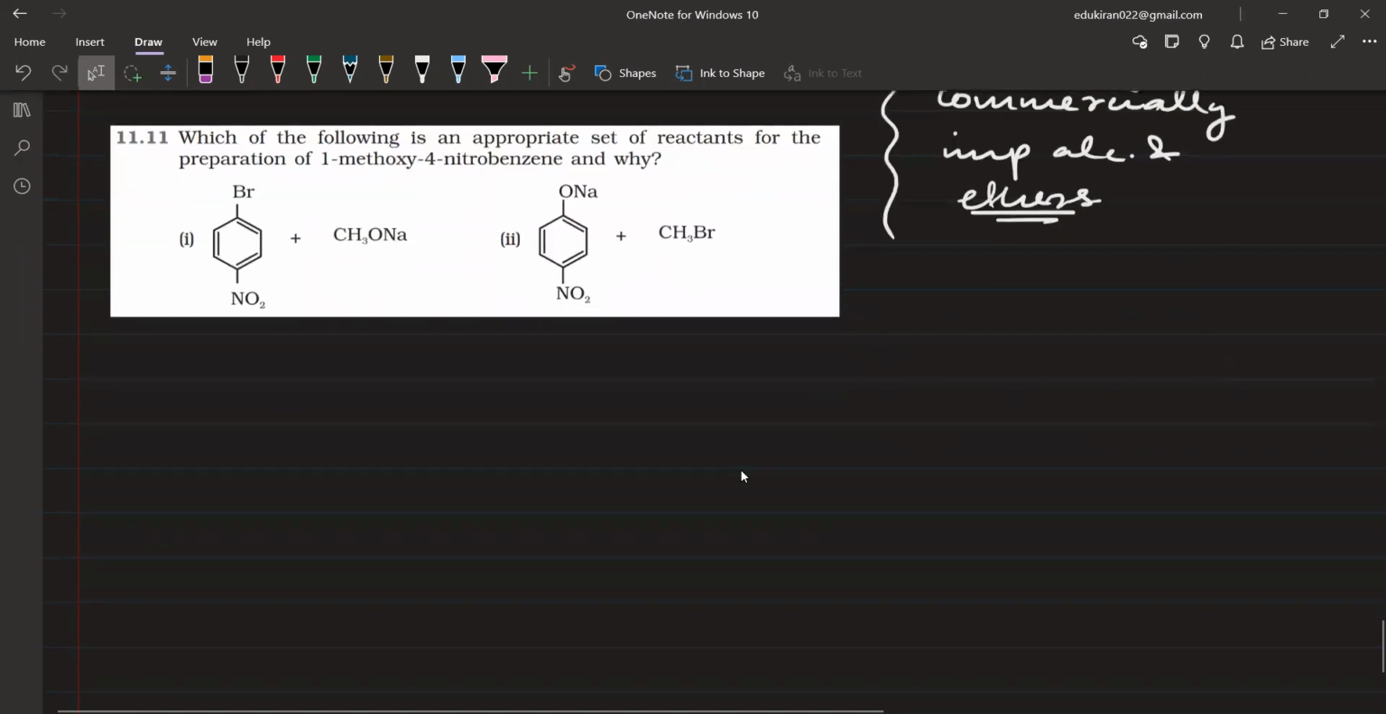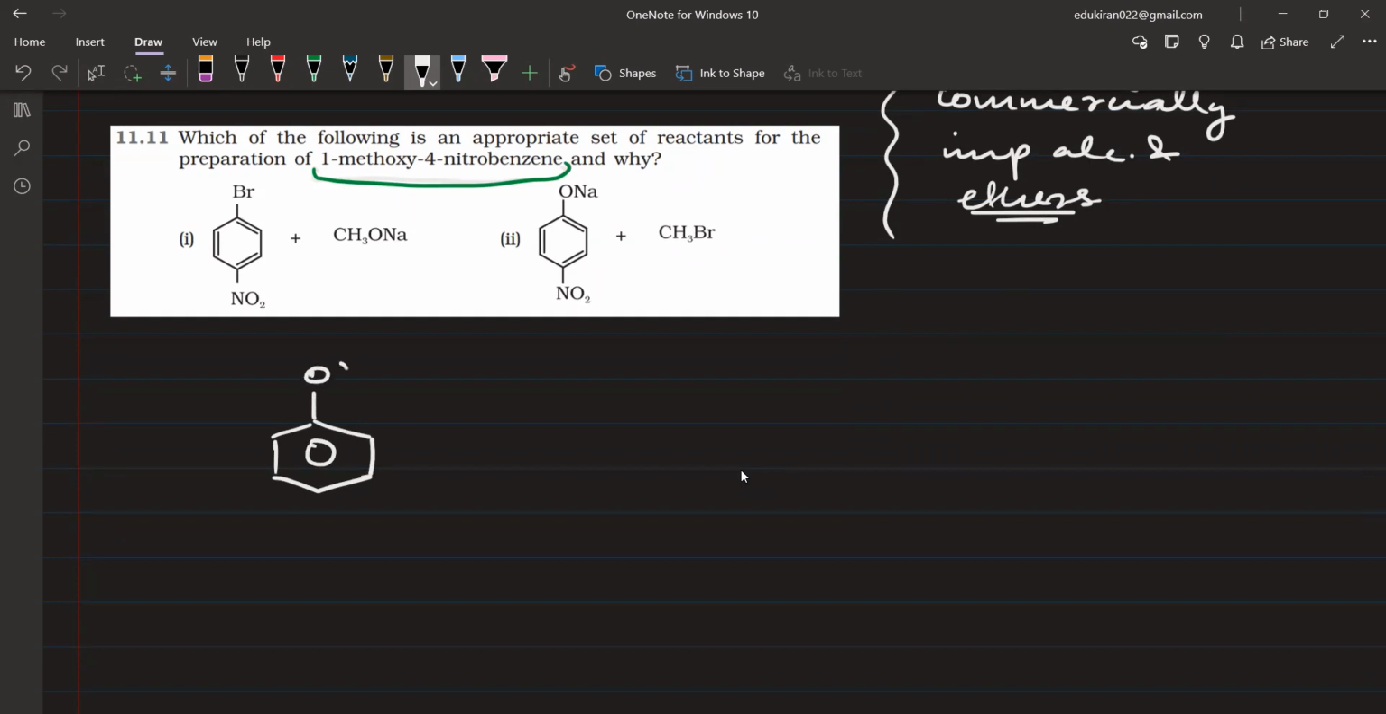अच्छा, ये सवाल देखते हैं। Which of the following is an appropriate set for the reactants of preparation of 1-methoxy nitrobenzene? पहले आप ये बनाइए, this one. So when you will make this, you see that you will have OCH3 here and nitro group here, right? But this nitro group has nothing to do, because in both of these reactants we have the nitro group, and it is also present in the product.